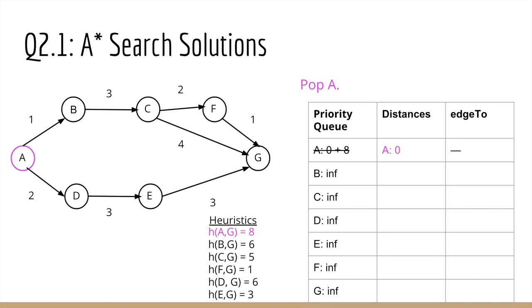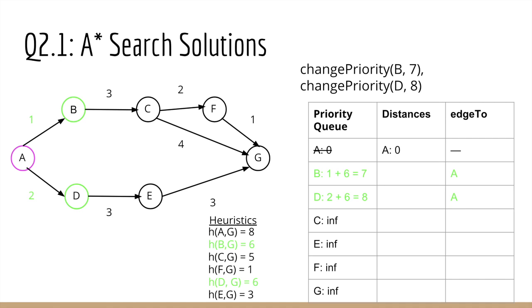So once again, we initialize all the nodes in the priority queue to infinity. Since we are starting with A, we set it to 0 and pop it off. Next, we look at the vertices A is pointing to, which are B and D. So starting with B, we see that the current path between A and B is 1. And we also see that the heuristic from B to G is 6.